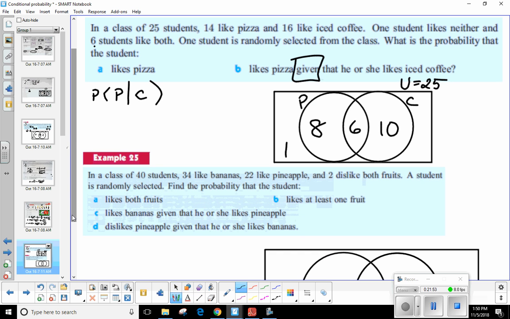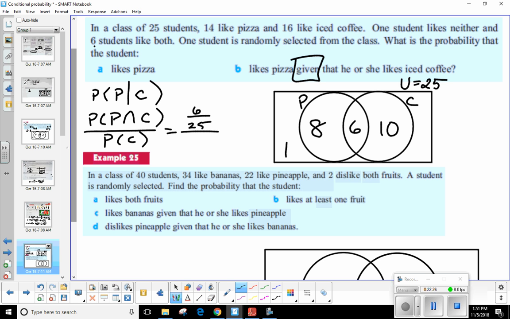All right. Now let's see if everybody was able to get the same answer. Okay, so with these variables, I'm going to say this is the probability of liking pizza intersecting liking coffee divided by what? The probability of coffee. Always, always divide by the given event. What's second? Well, let's see. What's the intersection? Okay, so this is going to be 6/25. That's the probability of liking both pizza and the iced coffee.